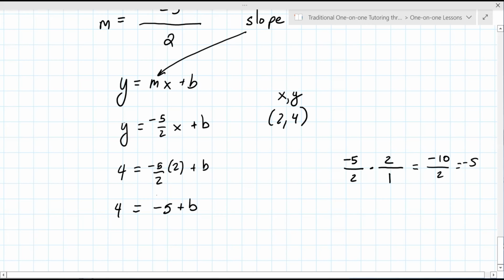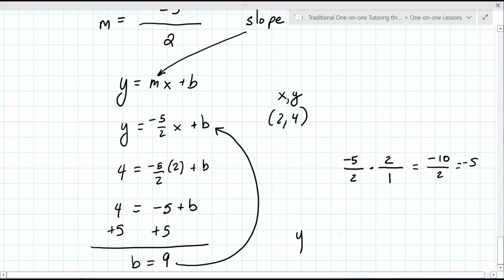How do you undo -5? It's already negative. So how do you undo a negative? What's the math operation? Addition. Yes, you add 5 to both sides. So what is the value of b? 9. So that goes into this previous line here. And our final equation is y equals -5/2 x plus 9.